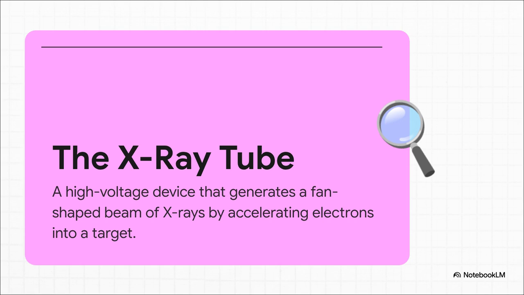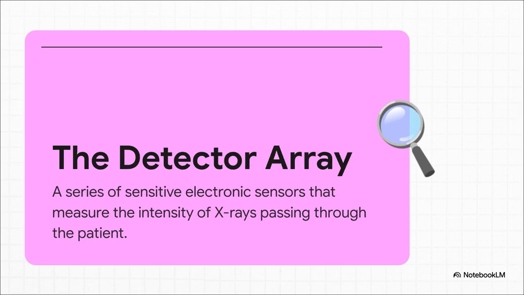On one side is the X-ray tube. You can think of it as a specialized cannon that generates a powerful fan-shaped beam of X-rays. It's built to withstand immense heat and deliver a precise beam of energy right through the patient's body. And directly opposite the tube is the detector array. This is the camera. It's a curved, incredibly sensitive sensor that measures exactly how much of the X-ray beam made it through the different tissues of the body.